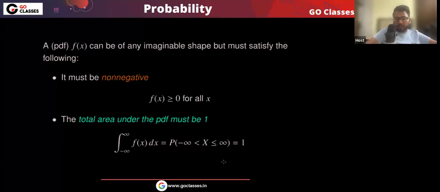So I think this is okay. The total probability, or the total area under the PDF, must be 1, right? From minus infinity to plus infinity.